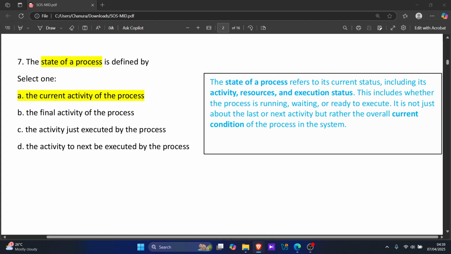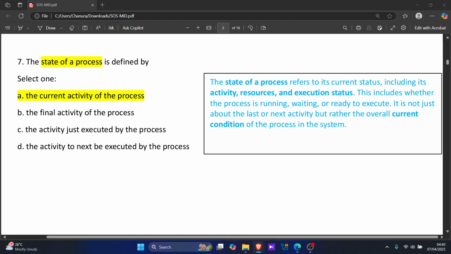Alternatively, maybe the question is a bit tricky. Let me check the options again. Option A, current activity. If the process is running, its current activity is executing. If it's waiting, maybe the current activity is waiting for I/O. So the state is related to the current activity. But in OS terms, the state is more about the execution status rather than the specific activity. However, given the options provided, the answer might be A.